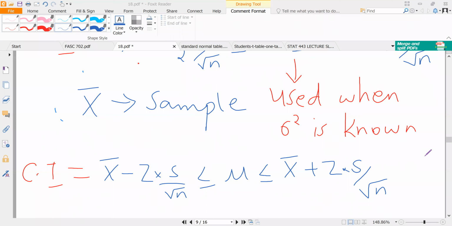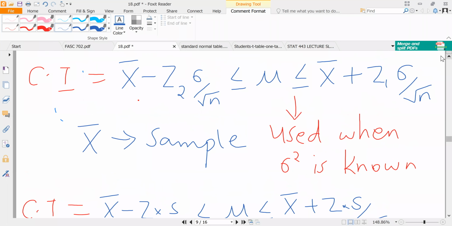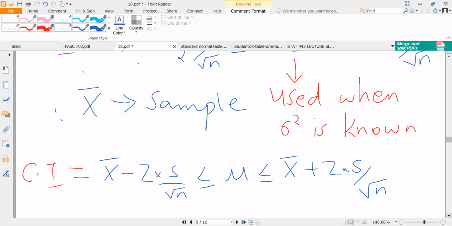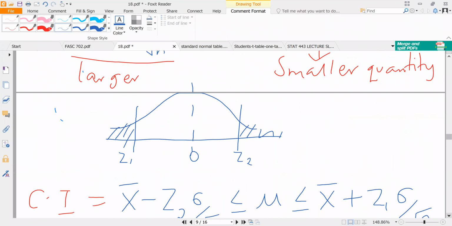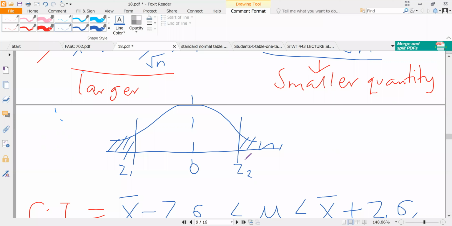So please know that if you know the population variance, you can use the first approach to calculate your confidence interval for a population parameter. And if it's not known, you can use this approach here to calculate the population parameter. Now, in this, it's important to note that because this curve is symmetric, these z values are obtained from a standard normal table.